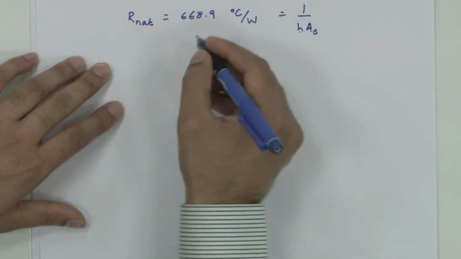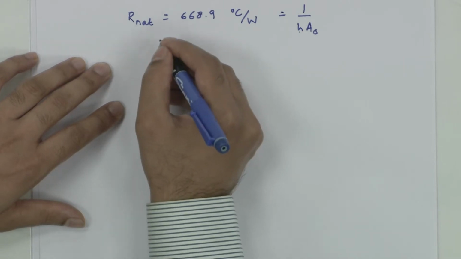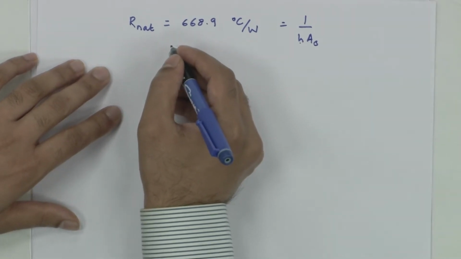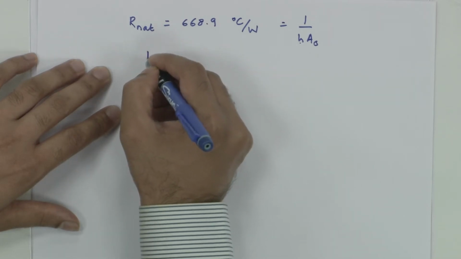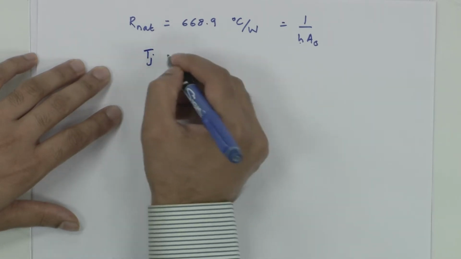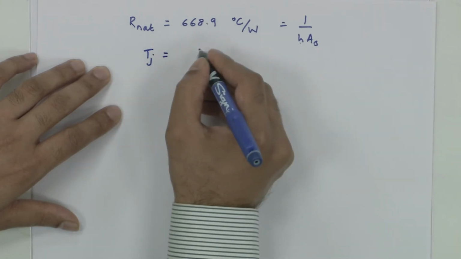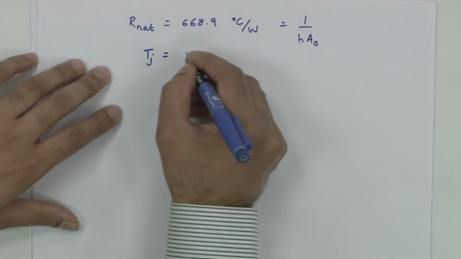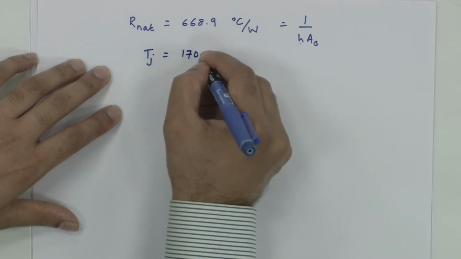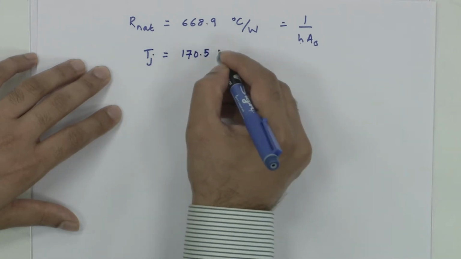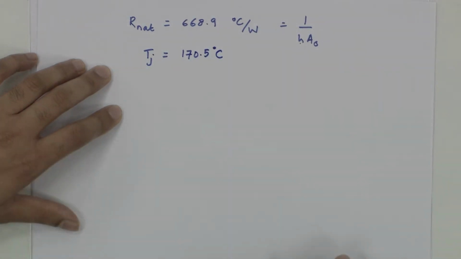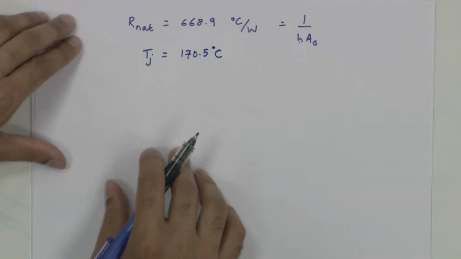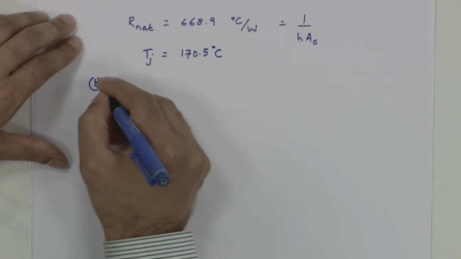Using this, and ignoring the conduction resistance in the silicon because its thickness of 200 microns is very small, if I calculate Tj for an ambient temperature of 30 degrees C, we get a junction temperature of 170.5 degrees Celsius. Now, let us look at problem B.